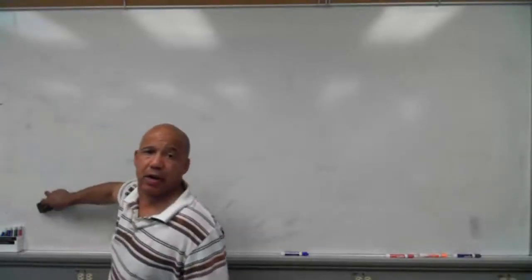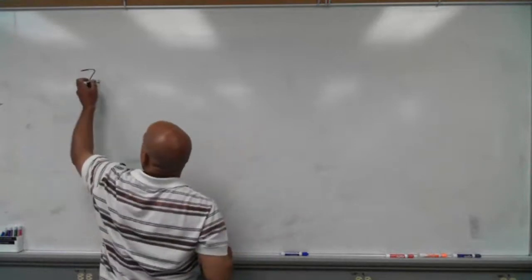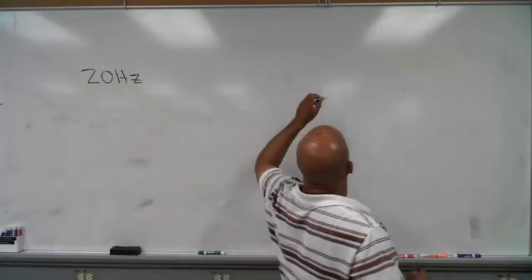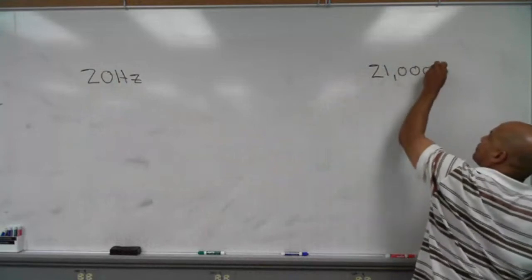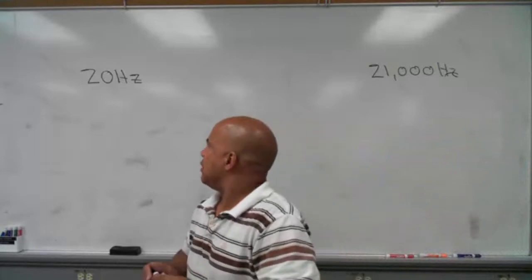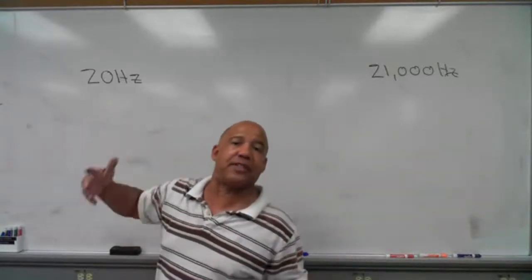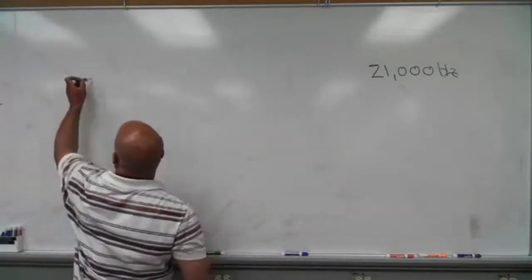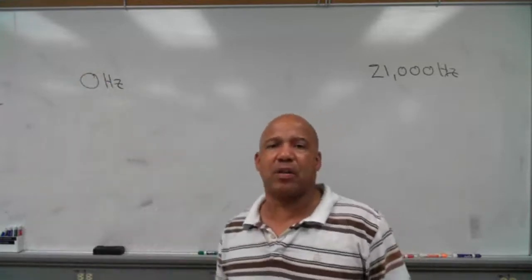The bandwidth for human hearing on the low end is 20 hertz, and on the high end is 21,000 hertz. And just to make it simple, since we're only 20 hertz away from zero, let's just start it at zero so this graphs nicely. So I want to start it at 0 hertz. What if I want to make a graph?